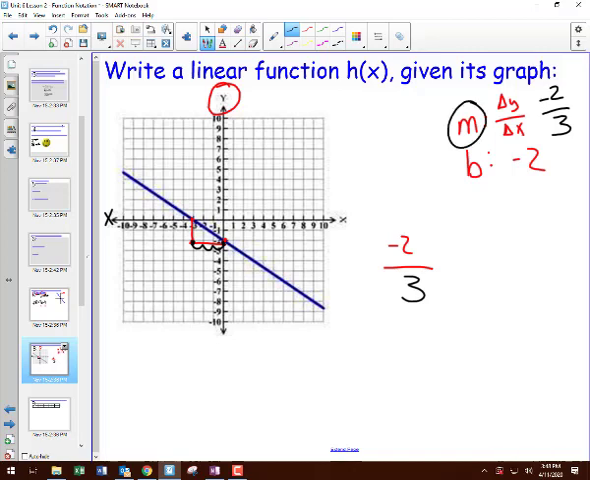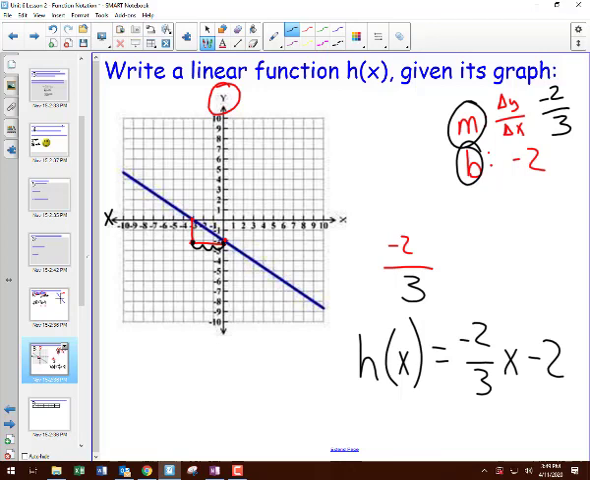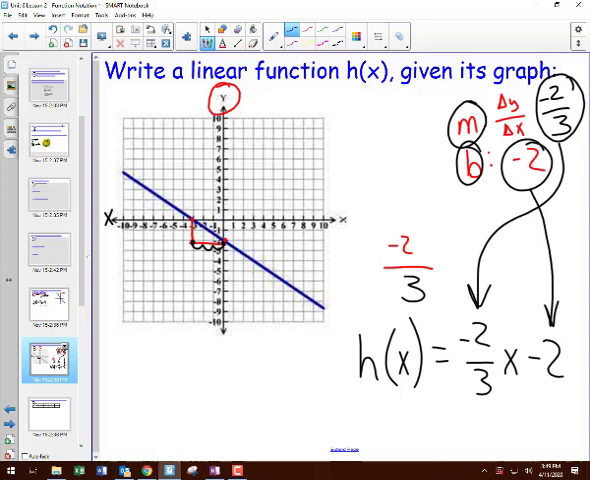When we have two things, we can make our equation or our function. Same thing. So our final answer is going to be h of x equals negative 2/3 x minus 2. We took the m, plugged it into the coefficient of x. We took the b and put it in its place. Here again, it looks strangely familiar to that old slope-intercept form, y equals mx plus b. A lot of background knowledge coming into play here.